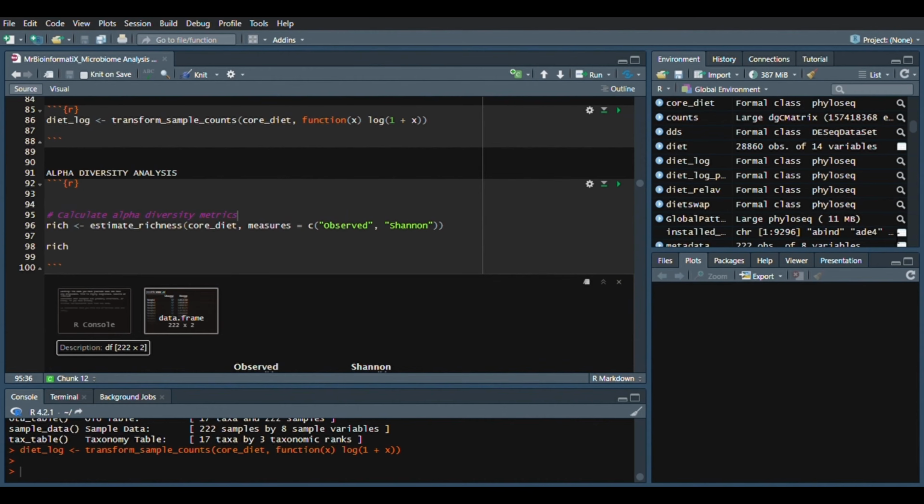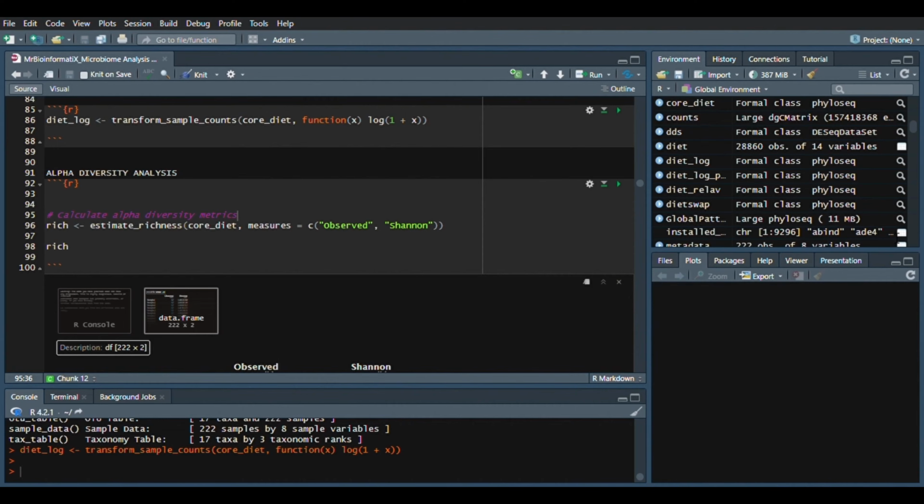Now we can proceed to calculate alpha diversity metrics using this refined dataset. This will give us insights into the diversity within each sample based on the prevalent taxa that are most likely to be significant for our studies.